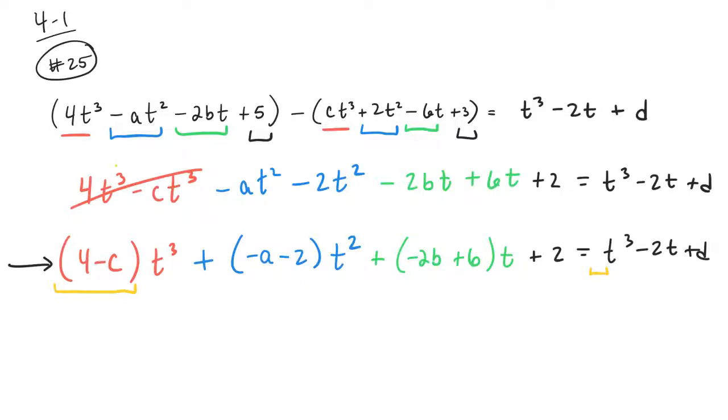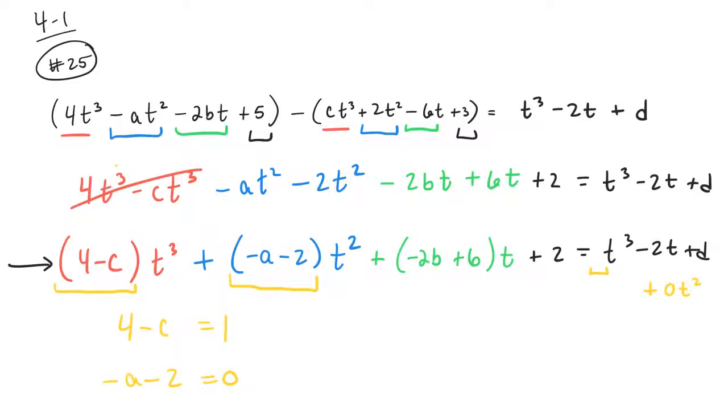Look, if it's physically missing, it means there's a 0 times t squared on the right side. So I start with 4 minus c, and that is equal to 1. I then next go to this, and take a look. I have negative a minus 2, but there's no t squared on the right side, so technically there's a plus 0t squared in this equation. So therefore, negative a minus 2 is equal to 0.